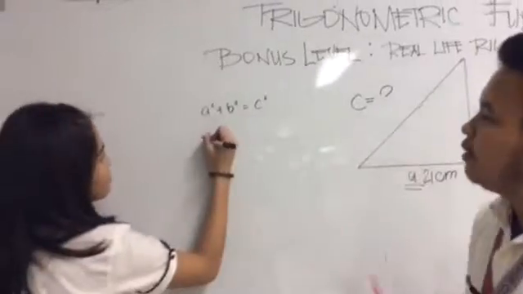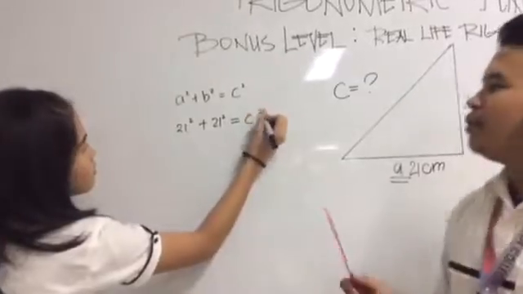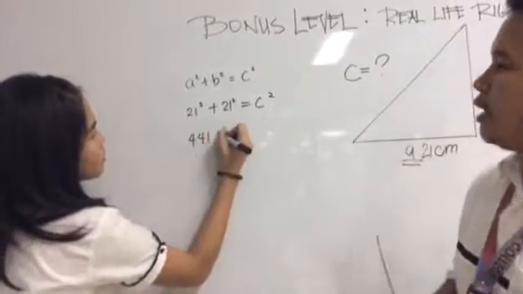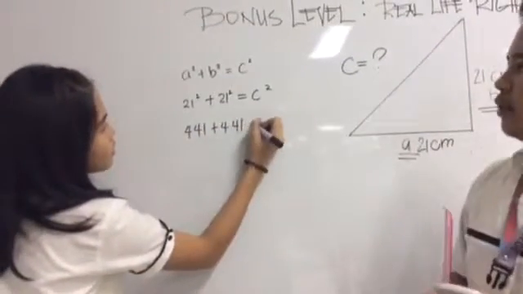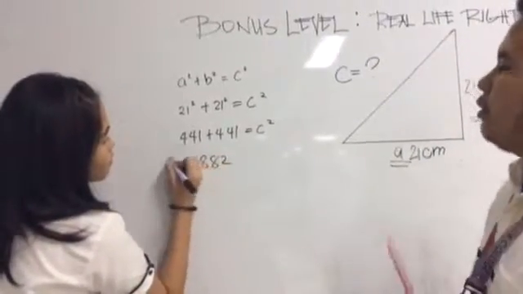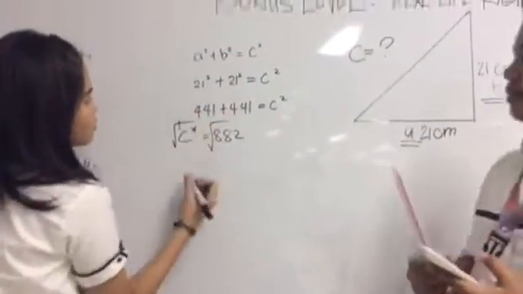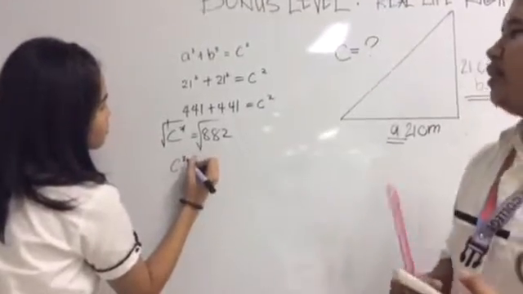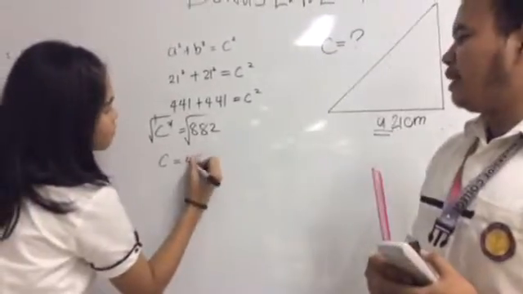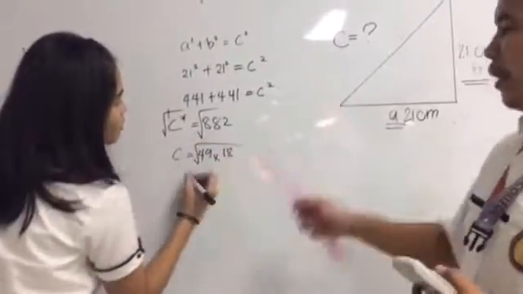So 21 squared plus 21 squared is equals to C squared. So 21 times 21 is 441, plus 441 is equals to C squared. Then 441 plus 441 is 882, which is equals to C squared. Then find the square root. C is equals to the square root of 49 times 18.